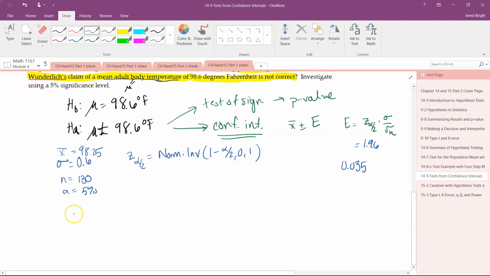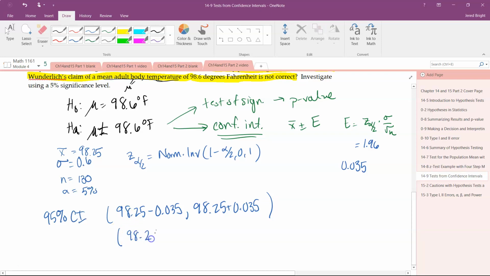At the end of the day, our 95% confidence interval is going to be x bar, so 98.25 minus 0.035, and then up to 98.25 plus 0.035. And if you reduce this, we get 98.285 to, oops, I added that. That's the right side. 98.285, and then subtracting, we get 98.215.